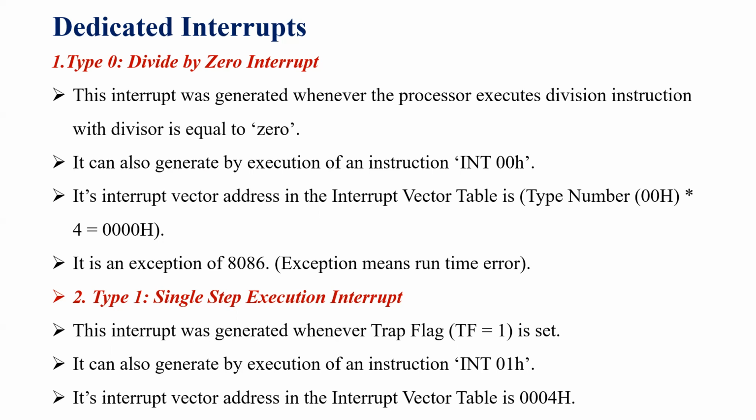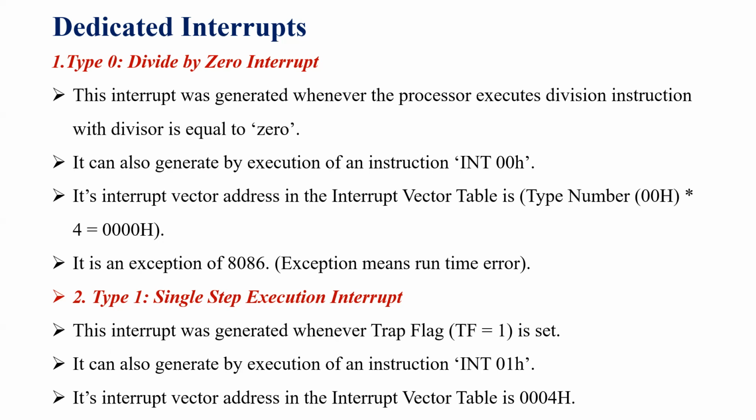And the second dedicated interrupt is type 1. It is called single step execution interrupt. This interrupt is generated whenever the trap flag TF becomes 1, that is, trap flag is set. This is one way for generation of this interrupt. We can also generate this interrupt by execution of an instruction called INT 01H. And obviously, the vector address in IVT for this interrupt is 004H. Again, how are we getting this? Yes, we are multiplying the type number with 4. Here, type number is 1. 1 into 4 is equal to 004H.